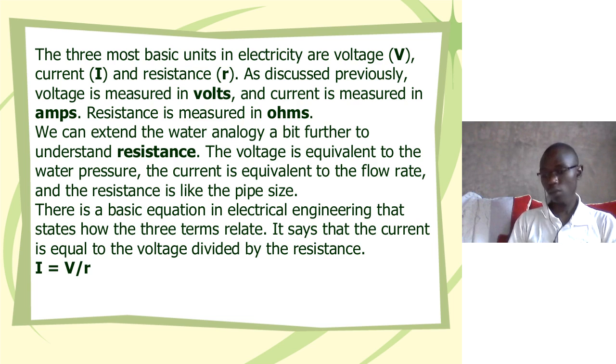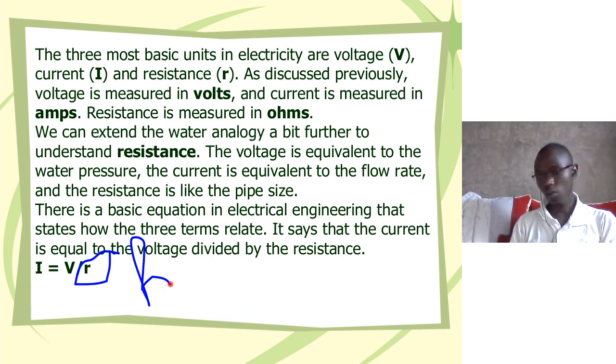The mathematical formula that relates the three things is, if you want to get current, pick the voltage and divide by R. Something important to take note of is this. We have that small r. Later, we'll be talking about the capital R. Capital R is the external resistance.